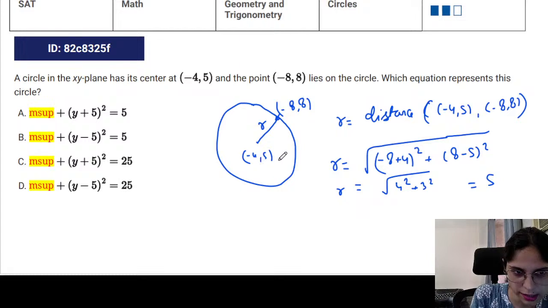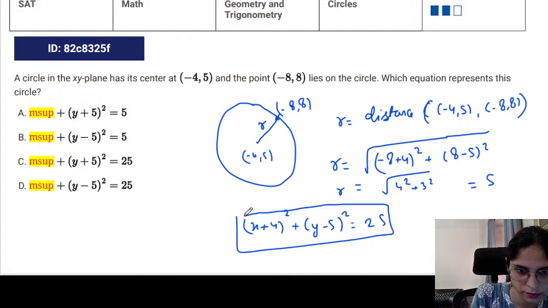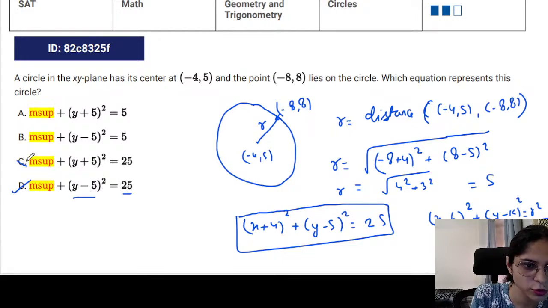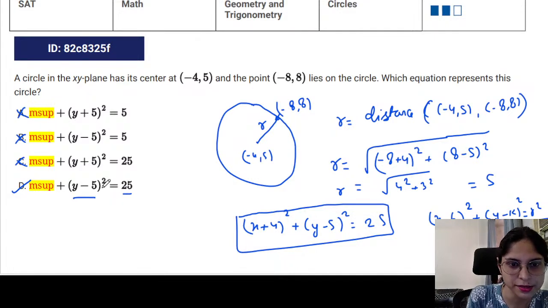And the center is (−4, 5), so it will be (x + 4)² + (y − 5)² = 25. Because it's simply (x − h)² + (y − k)² = r². So it's going to be y − 5 and 25. So option D, because I can eliminate everything else.